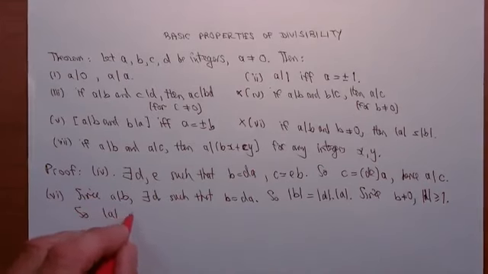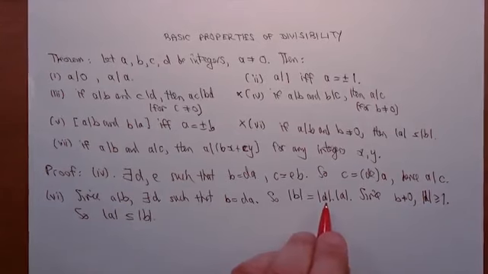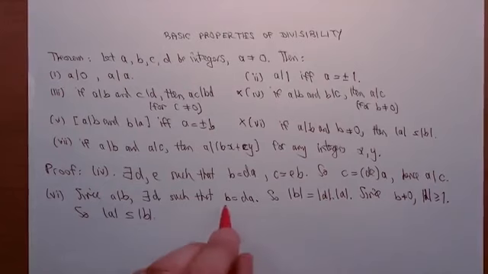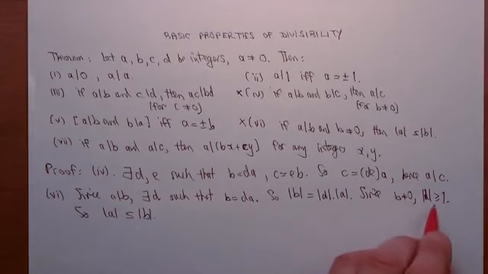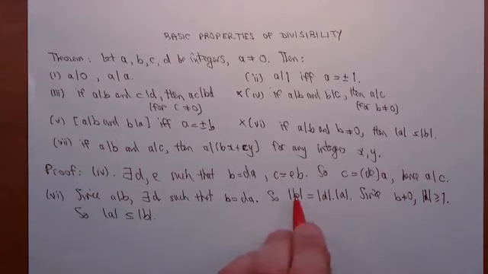So the absolute value of A is less than or equal to the absolute value of B. Okay. See, B is non-zero, so D can't be 0, so its absolute value is greater than or equal to 1, and if the absolute value of D is greater than or equal to 1, then A has to be less than or equal to B.